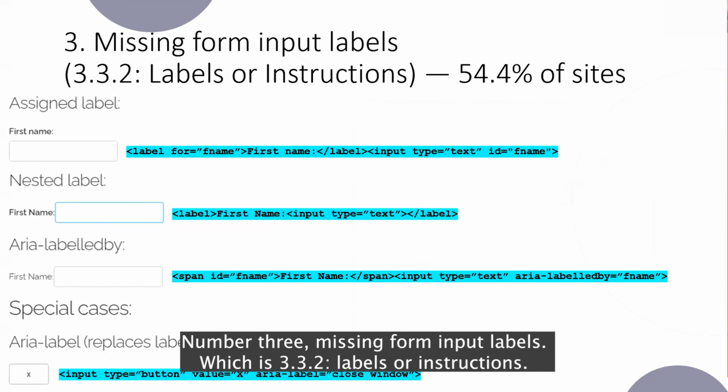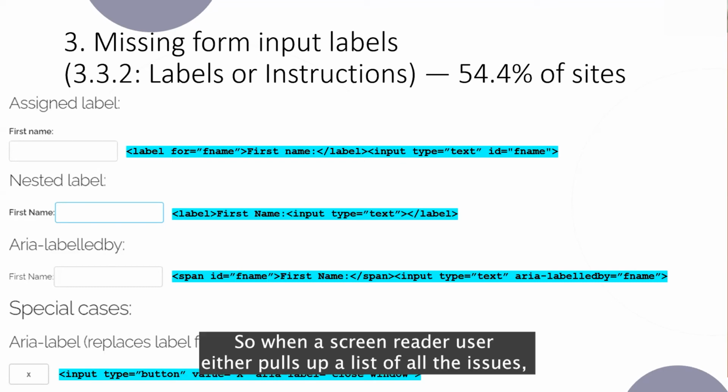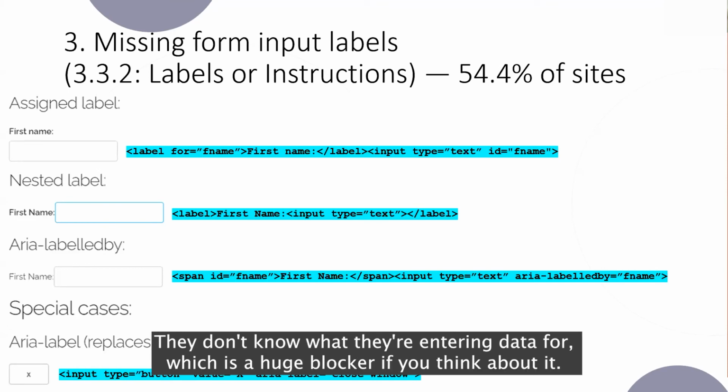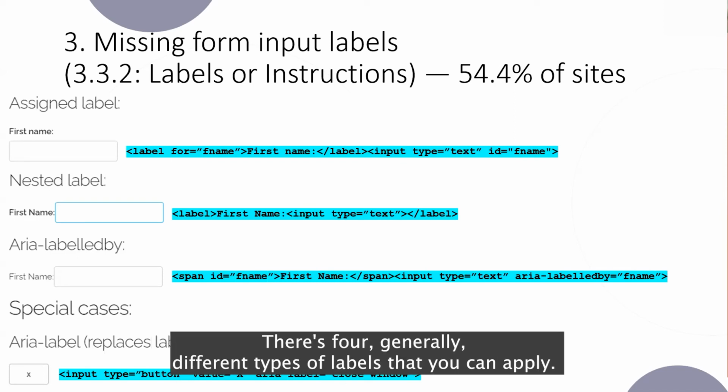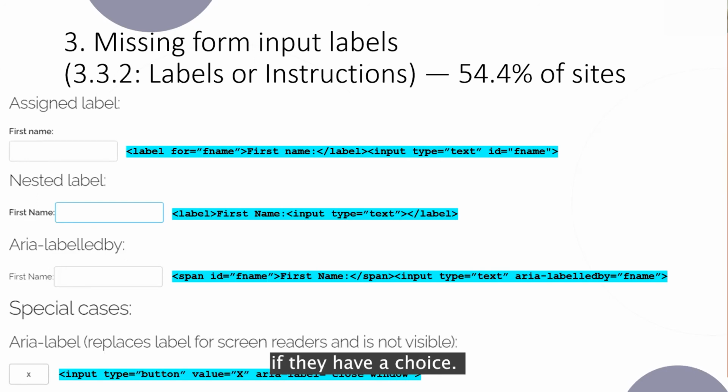Number 3, missing form input labels, which is labels or instructions. 54% of sites still have this issue. So we're talking about labels just not there. So when a screen reader user either pulls up a list of all the inputs on their screen, or is just navigating through, they don't know what they're entering data for, which is a huge blocker if you think about it. There's 4 generally different types of labels that you can apply. I'm going to lead with the one that I normally recommend dev teams start with if they have a choice.